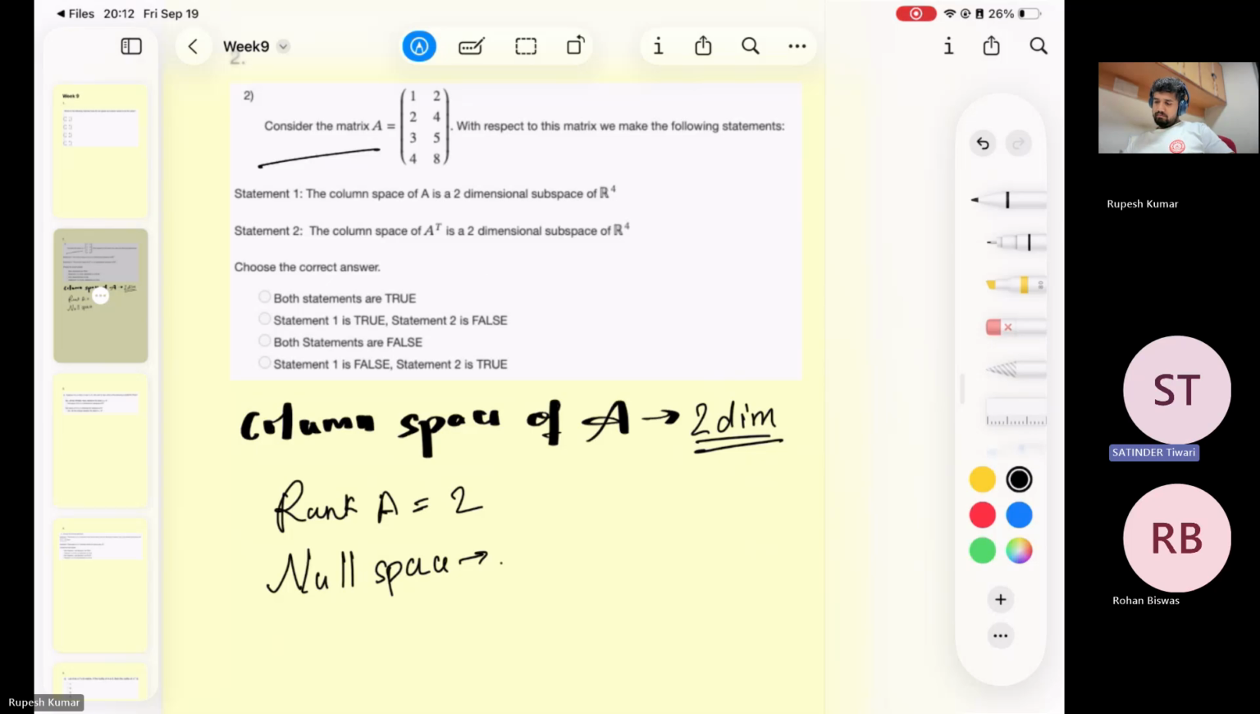I think the rank will be 1 only, not 2. Why? The rank definition I have read says that when we take an m cross n matrix, if the smallest determinant of that part is 0, then the rank will be below that. If I take a 2 cross 2 submatrix, the very first one, 1 2 and 2 4, and find its determinant, it is 0. So the rank will be less than 2.